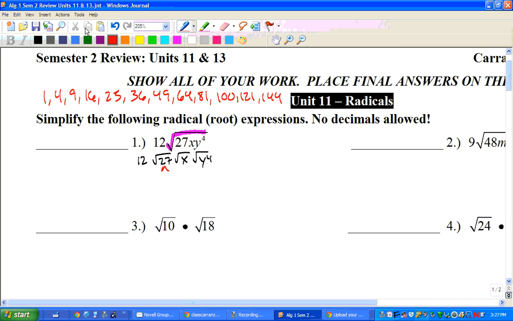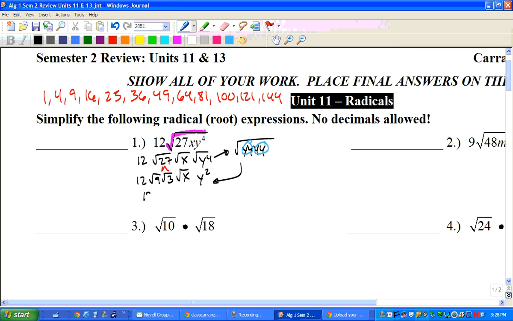Okay, 27 breaks down into the root 9 and root 3. Root x, we can't really break that down. And then we're taking the square root of y to the fourth. Remember, we're looking for groups of 2. And we have exactly 2 groups of 2 with no remainder. So that's what we get.